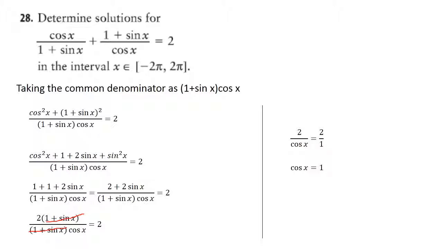Where is the cos of x equal to 1? The result of that is it's equal to 1 at minus 2 pi, 0, and 2 pi. And that's it.